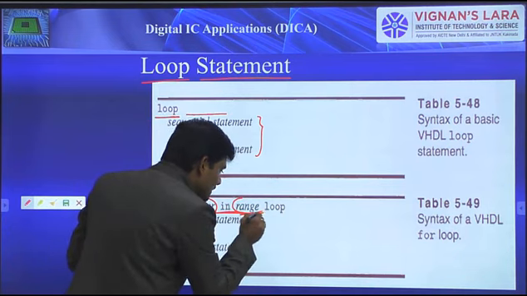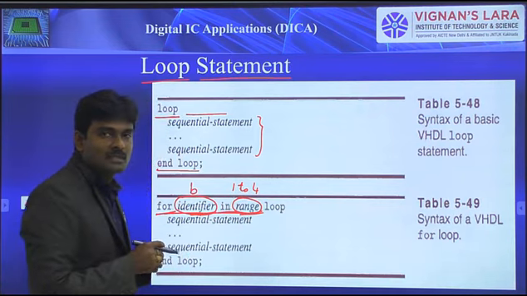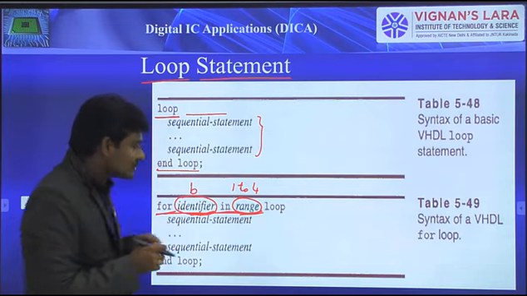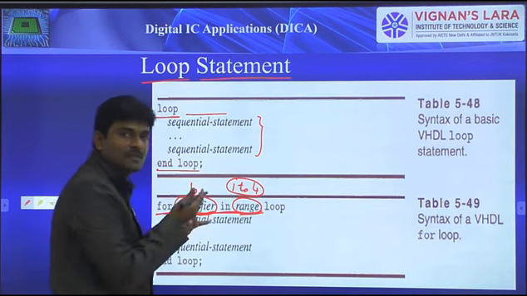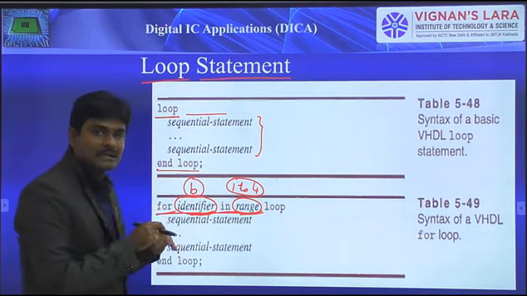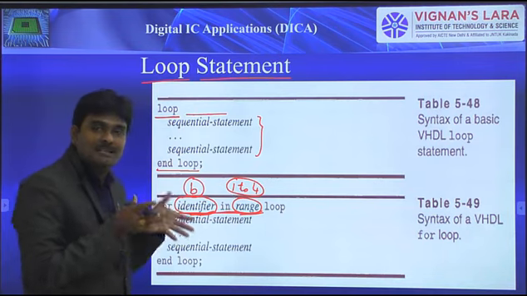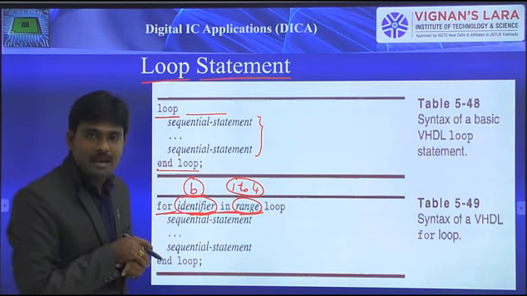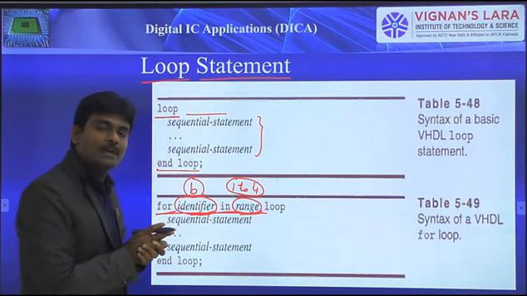Then for the range, I mentioned for example 1 to 4. Because of that, for this identifier B, it is implicitly declared as a type of integer, because the values 1 to 4 are of type integer. So this B is also implicitly declared as integer, but there is no need to mention it explicitly. Implicitly it is declared the same type as whatever range type it consists of.